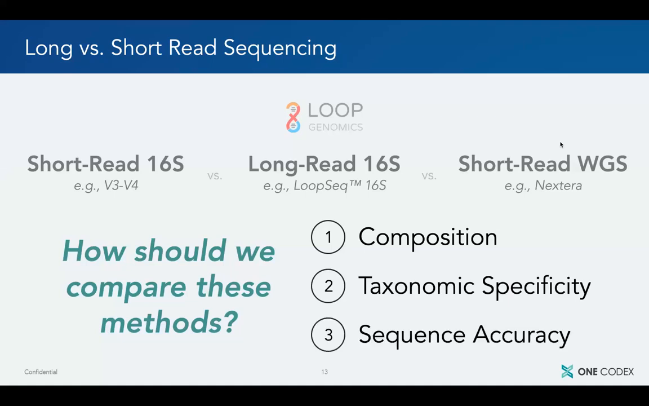And then I think the final thing that is important in thinking about which of these methods to choose from is looking at the sequence level accuracy, so the base level accuracy of the sequencing data that results, and understanding the implications of that for our microbiome analyses.